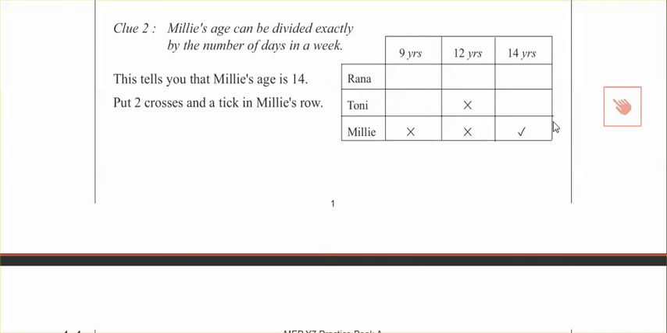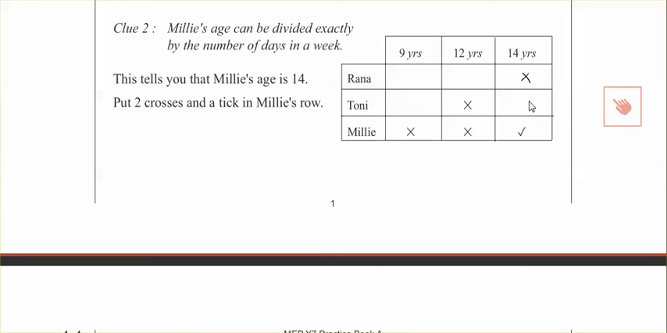Got it? Yeah. That's then going to help us solve the other problem. So before we scroll down, or even looking at it, what would you do now to help you solve these two? What do you think? We know Millie is 14. What would you do in your diagram now? What can we do in this column about Rani and Tony? So in the 14 column we put 2 crosses.